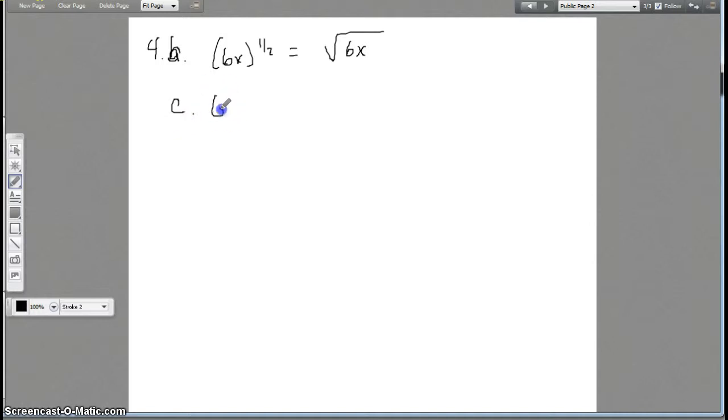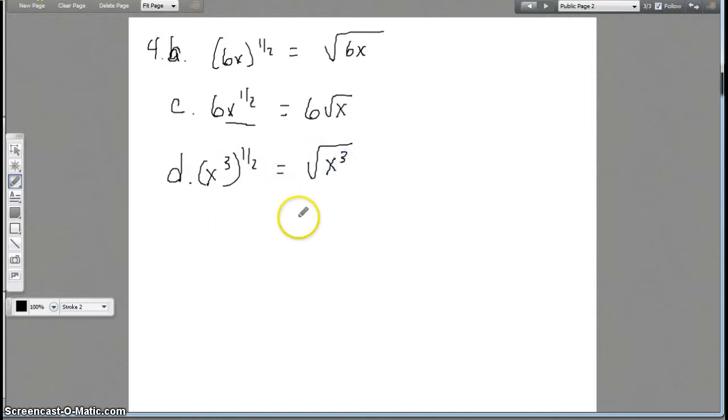Now we look at part C, which is 6x to the 1/2. Remember, exponents come before multiplication, so the 1/2 power applies only to the x. So this is 6 times the square root of x. Notice how different these look. Pay attention to this. Okay, next we're going to do part D, which is x cubed to the 1/2. And the entire thing is inside of a square root, so we write square root of x cubed.